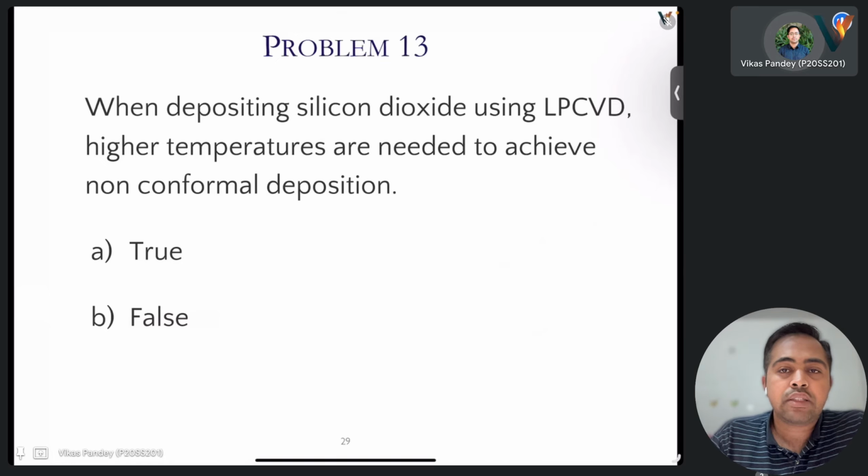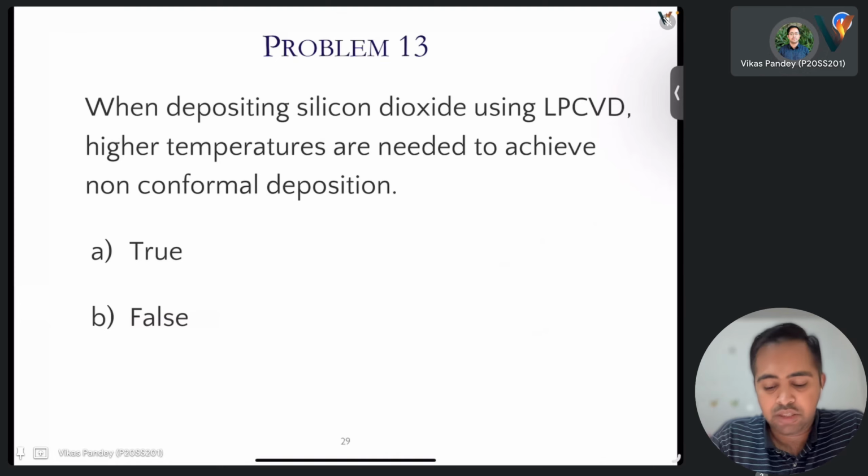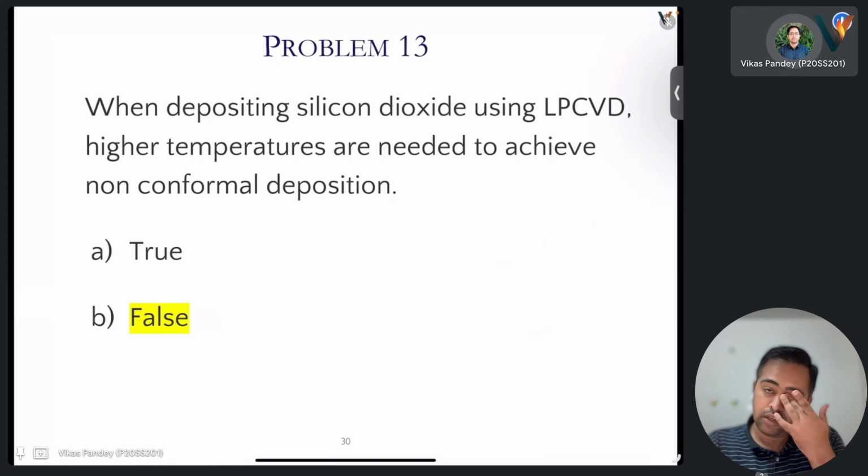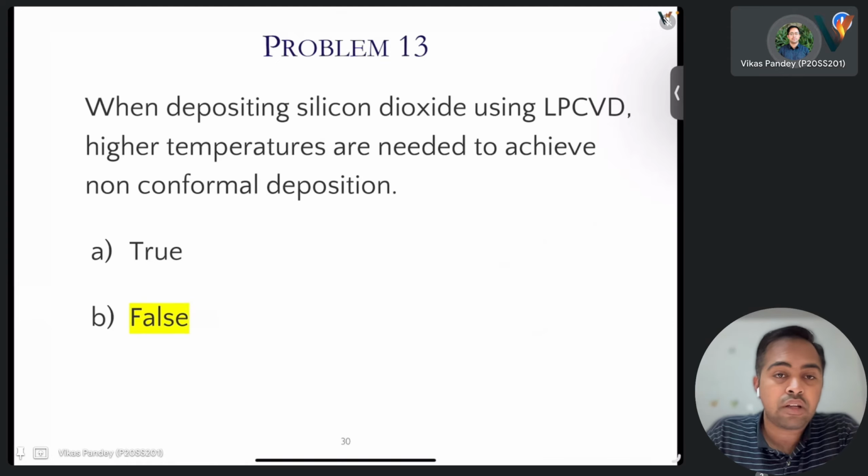When depositing silicon dioxide using LPCVD, high temperatures are needed to achieve non-conformal deposition. Is it true or false? LPCVD means low pressure CVD, and we are trying to achieve non-conformal deposition. So if we are trying for non-conformal deposition, we can go for normal temperature. Higher temperatures are not needed.